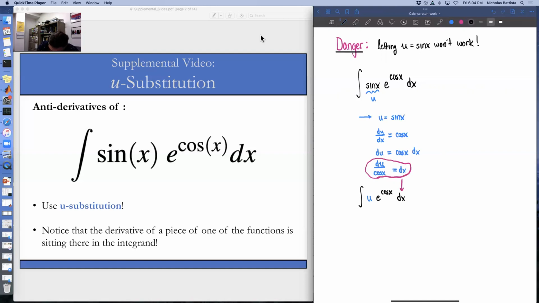So let's just go ahead and do that. So I'll rewrite this. We have the u coming from the original sine of x that was sitting there. We have this e to the cosine of x. And now swapping in what dx is in terms of du, which is du all over cosine of x. At this stage, we've done nothing wrong or nothing illegal according to mathematics.